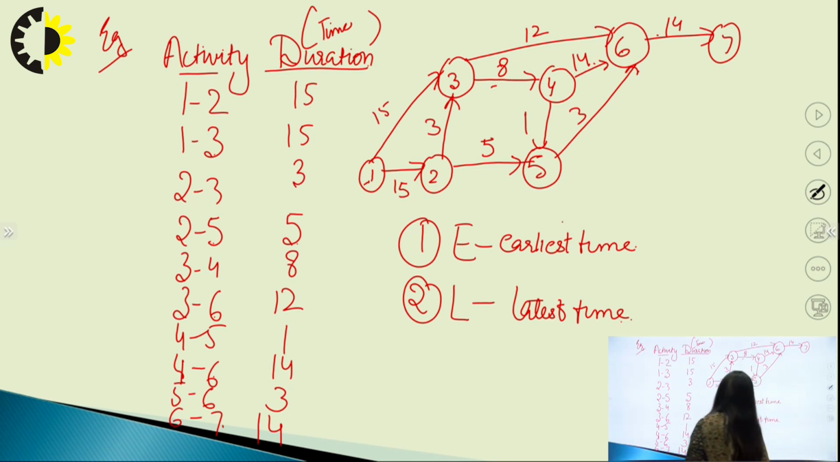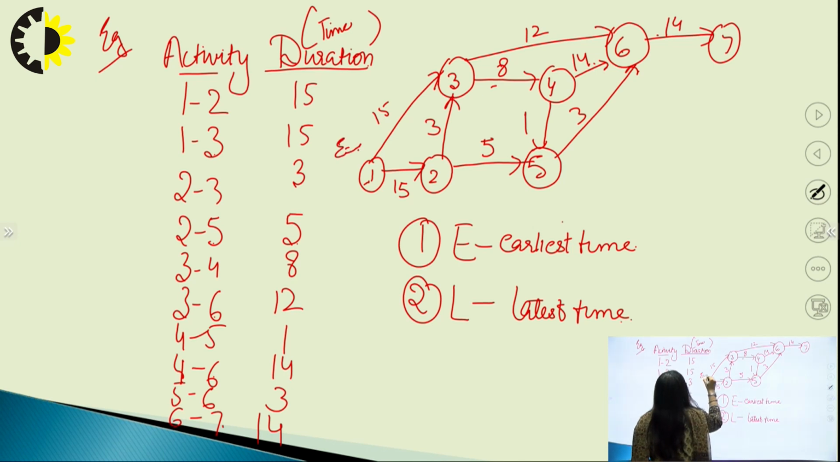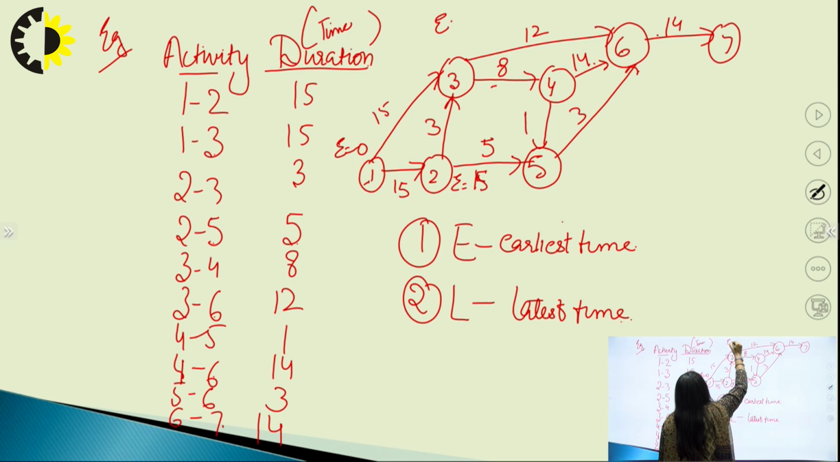Starting from this node, here E is 0. Now after 1 it comes to 2, so we will find out when 2 will be starting, that will be 0 plus 15, so it is 15. Now 2 and 3, you can see there are 2 nodes coming to 3. So we have to choose between these 2 times. The 2 values will be 0 plus 15, 15, and 15 plus 3, 18. So we will take the maximum time, 18.